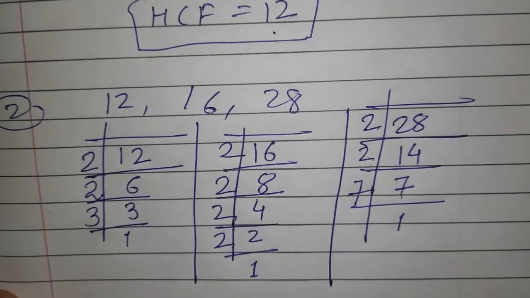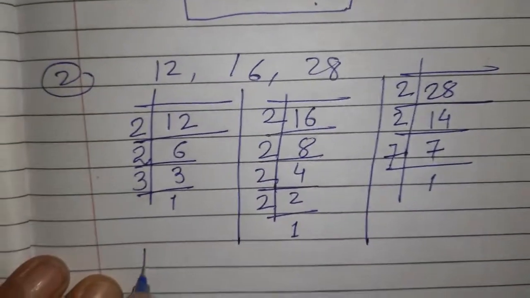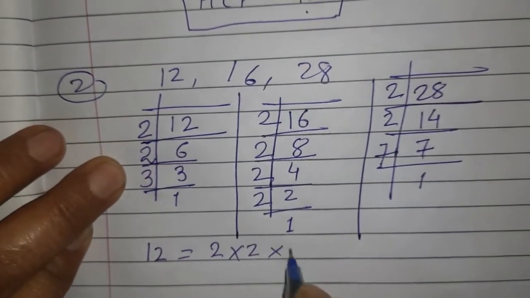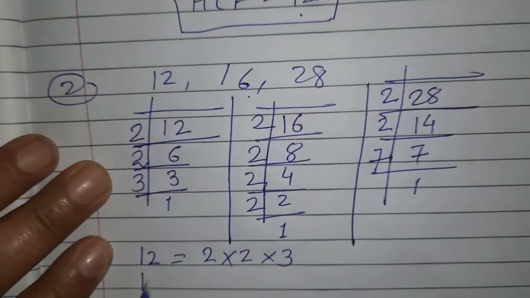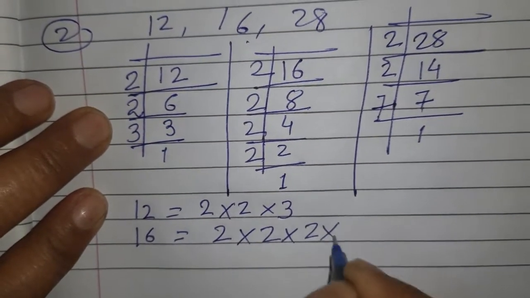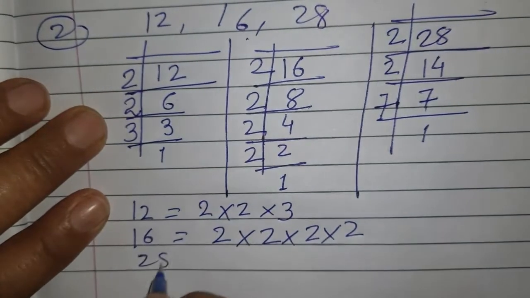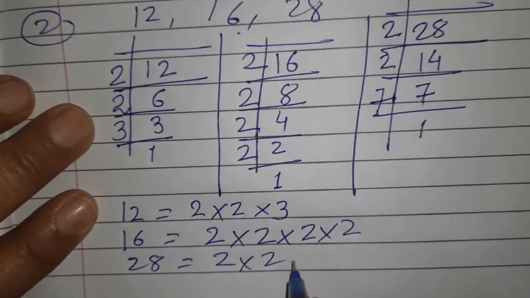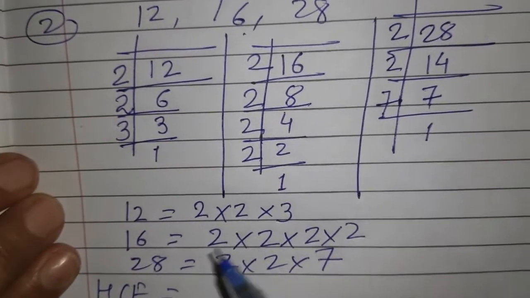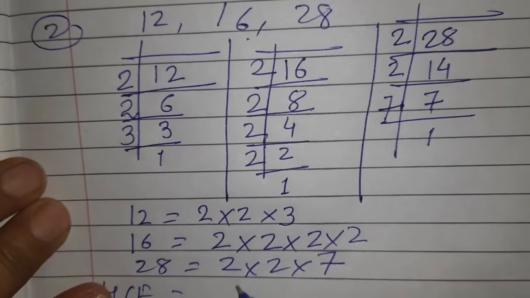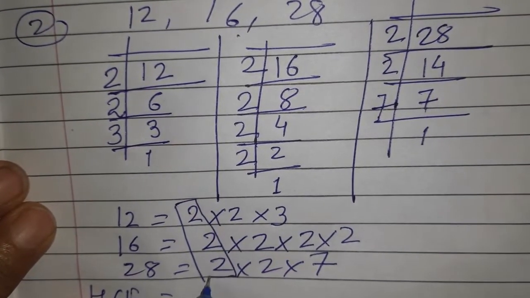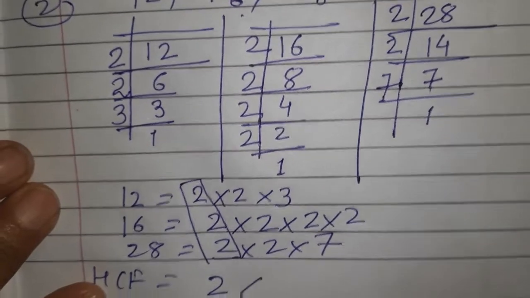Now write all the numbers with their prime factors. That is 12 equal to how much? 2 multiplied by 2 multiplied by 3. Now 16 equal to 2 multiplied by 2 multiplied by 2 multiplied by 2. And 28 equal to 2 multiplied by 2 multiplied by 7. Now HCF. How to find the HCF? Again see which number is in all the 3 numbers. So this 2 is in all the 3 factorizations. So write 1 2. Then multiply.